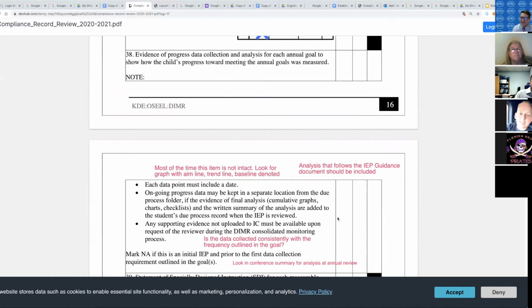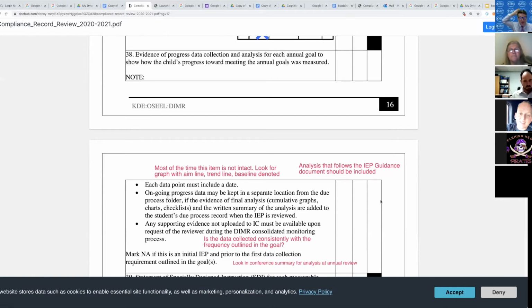We need dates that match the frequency that you've indicated in your goal. That's the way we do it in Kentucky, okay? And so that's what we need to be following. If KDE looks at it, they may or may not cite you on this, but we are saying this is the way we progress monitor. This is the way we ensure that the student is receiving the implementation of the IEP.